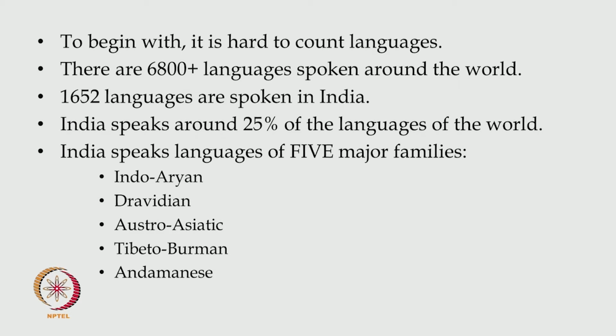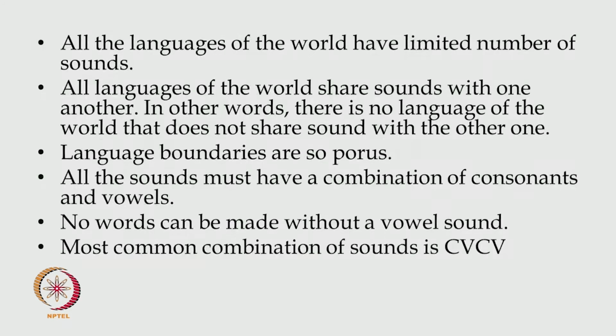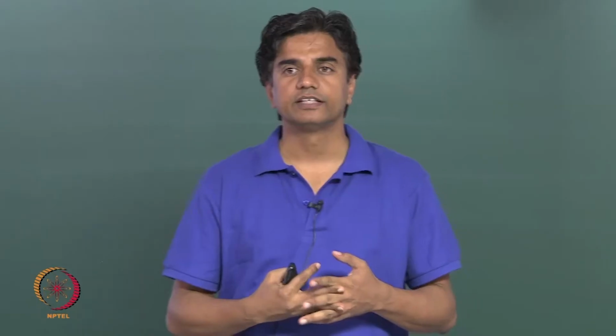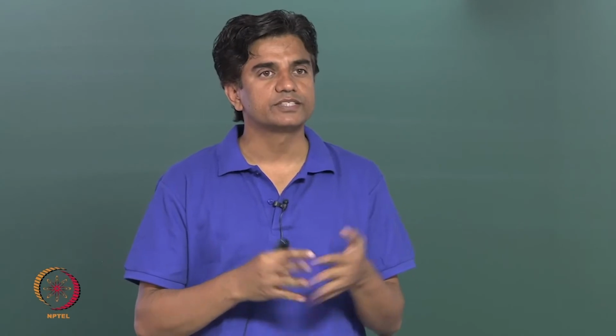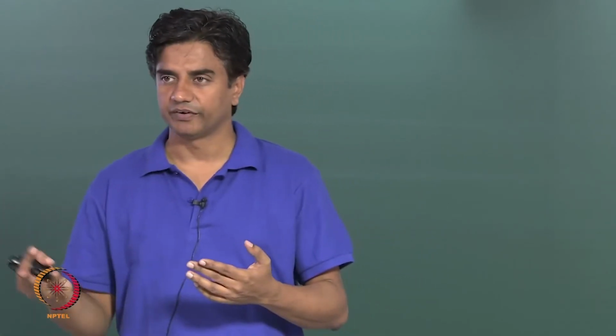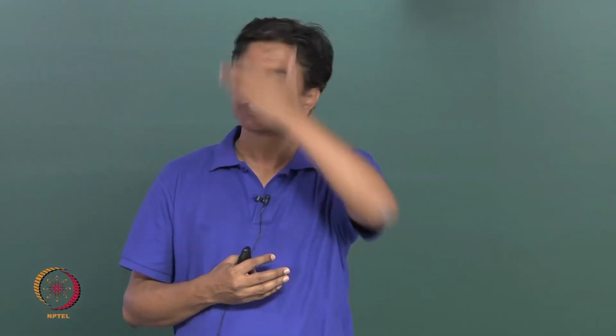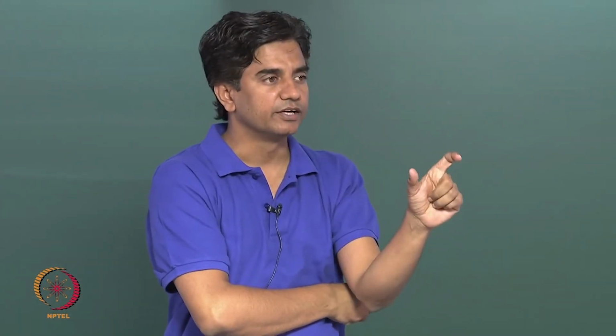These are again, I have just put them as a list here. These are the things which we have discussed. 6,800 languages, 1,652 in India, which is approximately 25%, from 5 different language families. Some of these things we have also discussed, and I'm just adding a couple of them as new facts here. Languages of the world have limited sounds. They have sounds in a limited number. That is, no language goes beyond 50 or around 50. Okay? All of them will share sounds with others. That is, there is not going to be a language which has a completely distinct set of sounds from other languages.